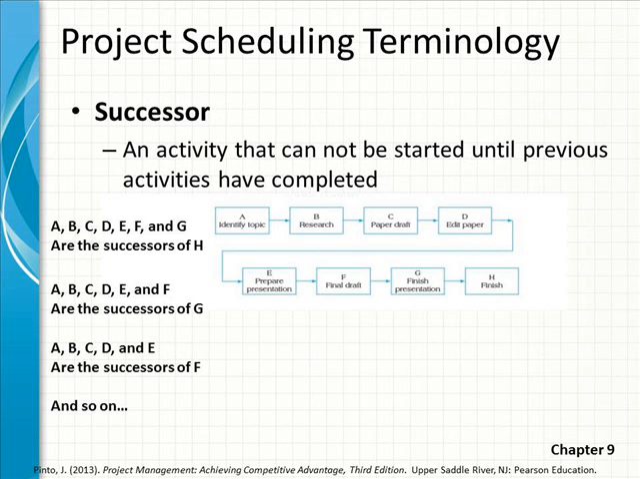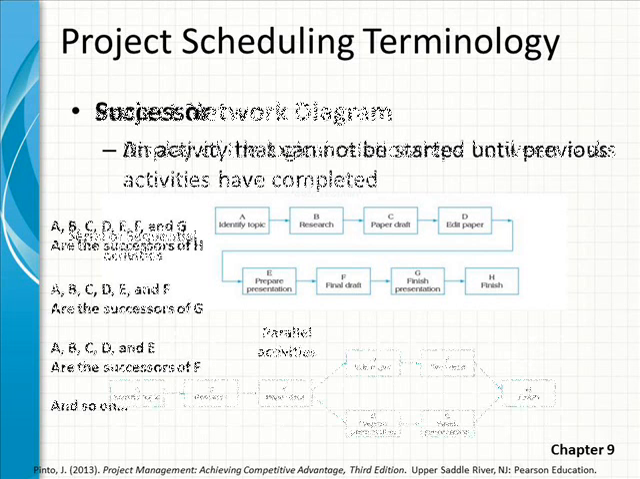Another type of relationship is that of a successor, an activity that cannot be started until the previous activities have completed. Here we can see that A through G are all the successors of H, and A through F are successors of G, and A through E successors of F, and so on.